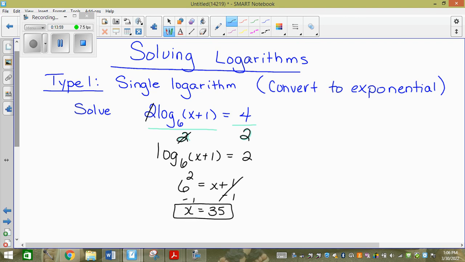Now, I could y1, y2 the original, correct? But my x max needs to be bigger than 35, or my calculator will get mad at me. Because if your x max isn't bigger than the answer, it can't find it. Okay? Type 1, we've done.